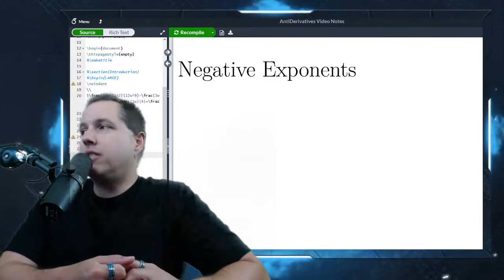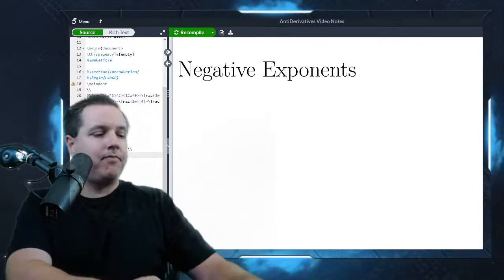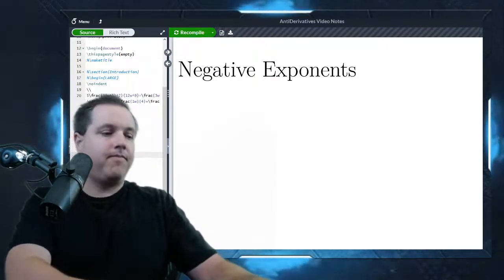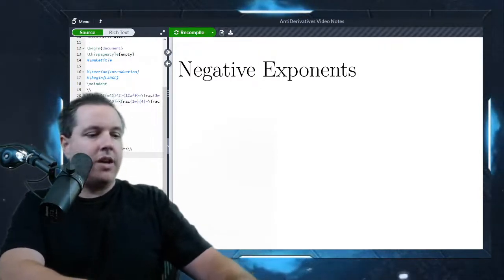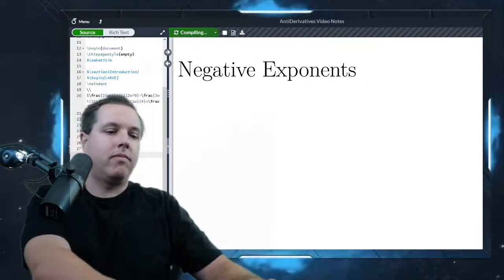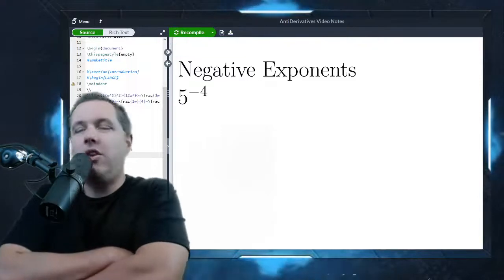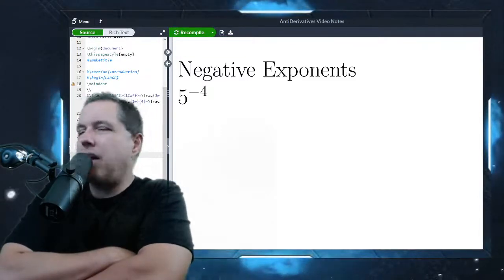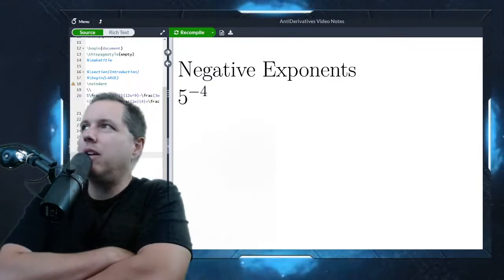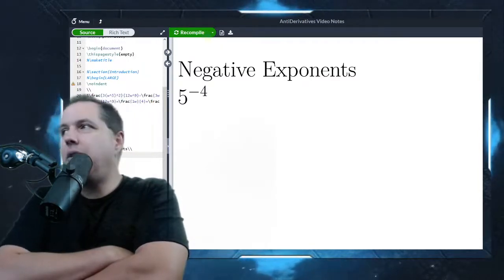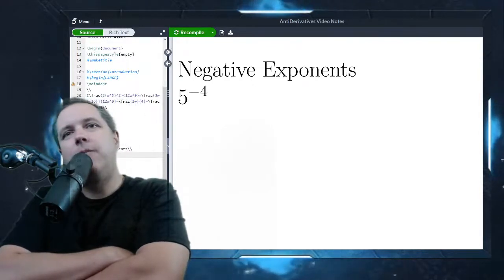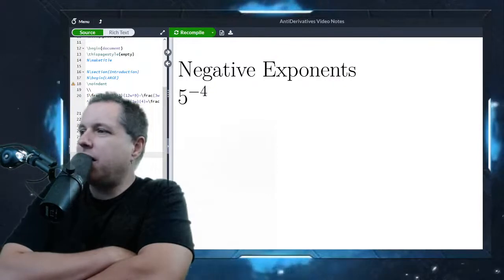Well, if I just come to you and say, okay, what would 5 to the negative 4 be? You go, oh, that's kind of weird. I don't know what 5 to the negative 4 would be. What would that be like? 5 to the 4th means that I multiply 4 5s together. But 5 to the negative 4th, how do I multiply negative 4 5s together?